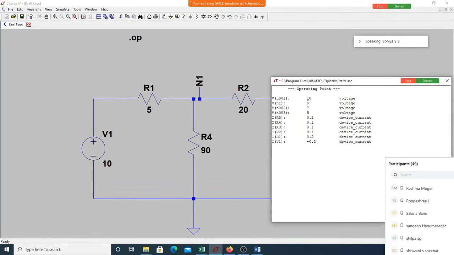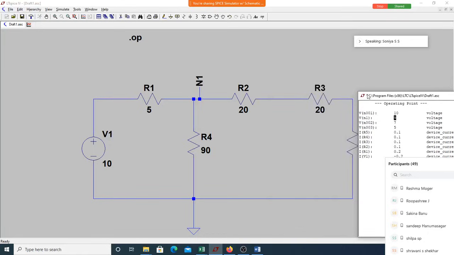9. Sir, it's 9. So how much is 10 minus 9? 1. So that's what you find. The voltage drop across this is 1 volt. Am I correct? Yes, sir. So that is one way.